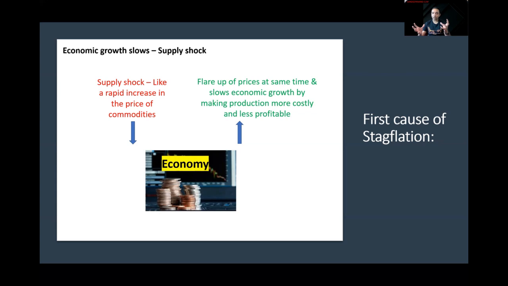These are two levers on the economy. One pushes and produces that supply side shock, which causes a rapid increase in the prices of commodities and materials and other things, which flares up the prices of the end products, consumers' products, and slows economic growth because production becomes more costly and less profitable for companies, right? That's the first cause. That's on the economic side.